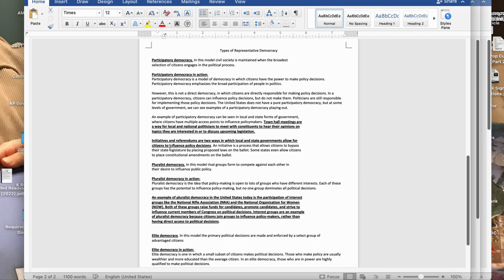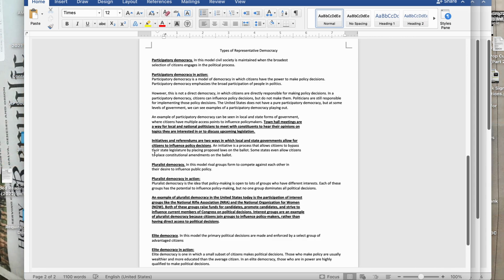Another one that we didn't cover too much that I'll cover right now is initiatives and referendums. An initiative is the ability of citizens, at the state and local level for the most part, to get their ideas on the ballot. For the state of Illinois, I believe it's somewhere close to around 363,000 signatures, and you can get an idea on the ballot.